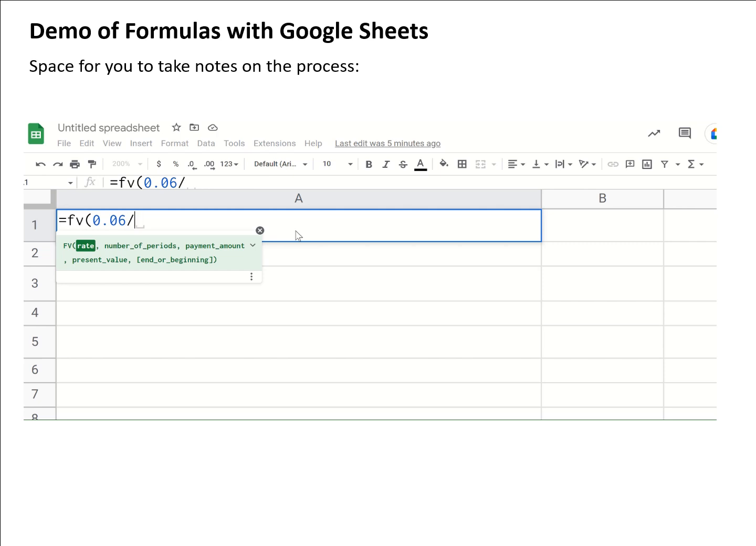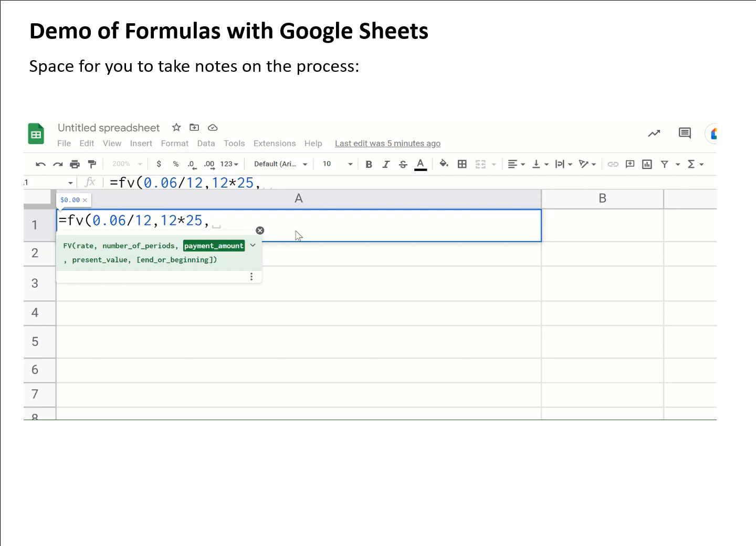But this investment was compounded monthly. So we need to divide by 12 because Yori doesn't earn that full 6% every quarter, or sorry, every month. They earn 1/12 of that. Then we're going to put in the number of periods. Well, Yori is earning interest 12 times a year for 25 years. So we put 12 times 25 in, comma.